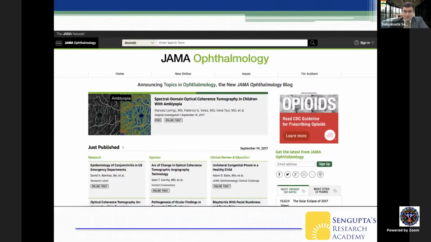So this is the website of the JAMA Ophthalmology journal. So this is where you get this. It just says get the latest from JAMA Ophthalmology, email address, and just click sign up. And then every month, it's as easy as that. Even Ophthalmology or the American Journal, it's as easy as that. So you can go to their websites and try to find where you can subscribe to the e-table of contents or e-subscriptions, and then this is what you can do.